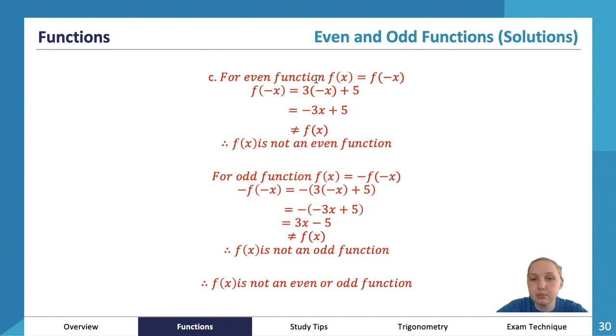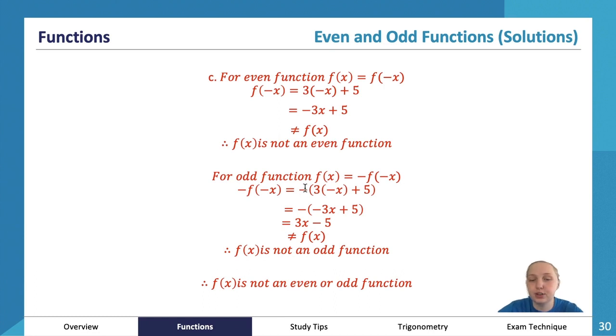For something to be an even function, f(x) has to be equal to f(-x). In this case, f(-x), if we substitute that in, we'll get 3(-x) plus 5, which leaves us with negative 3x plus 5, and that does not equal f(x). So therefore, we can say that f(x) is not an even function.